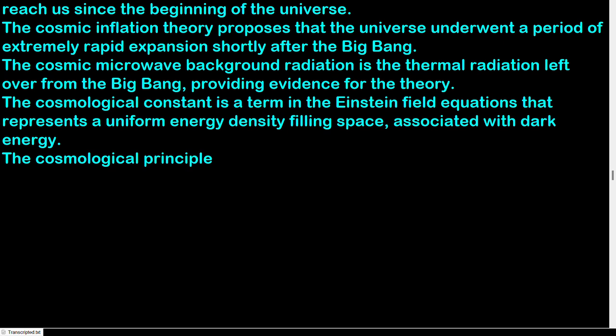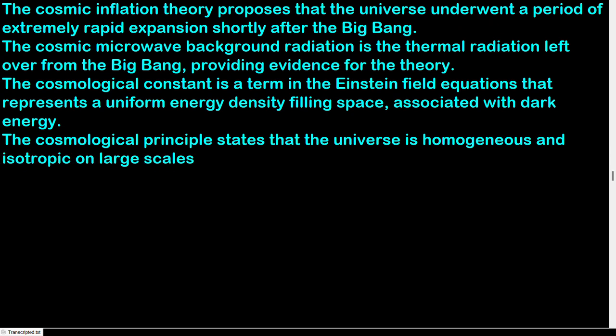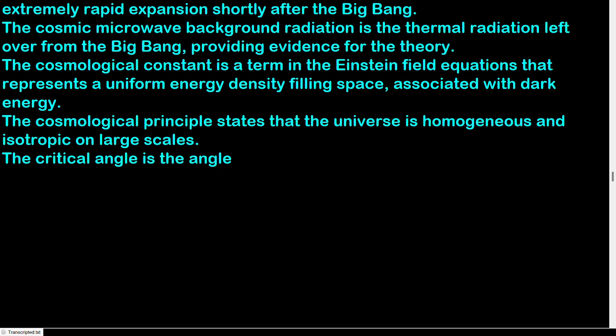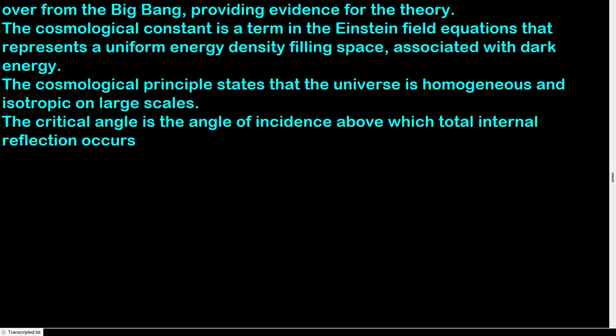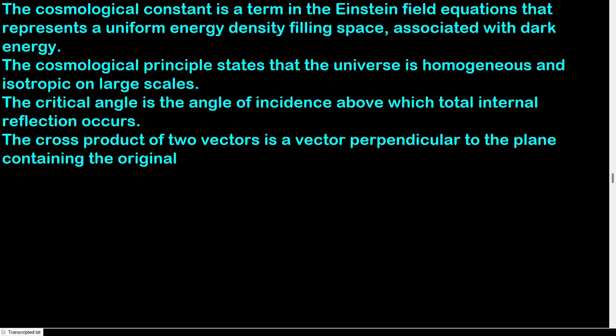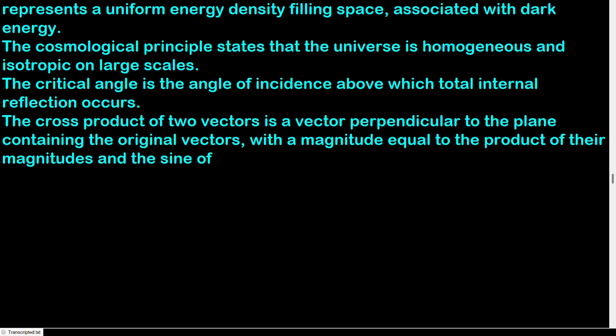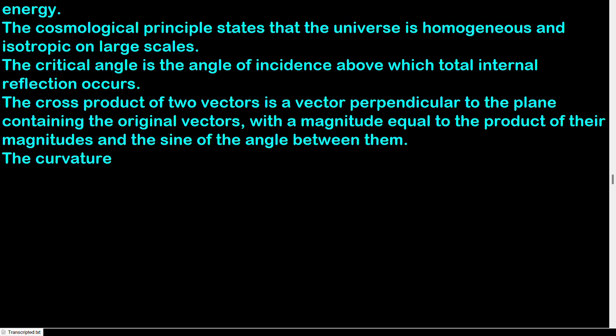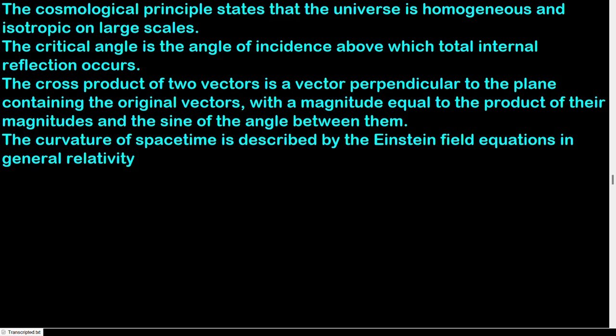The cosmological principle states that the universe is homogeneous and isotropic on large scales. The critical angle is the angle of incidence above which total internal reflection occurs. The cross product of two vectors is a vector perpendicular to the plane containing the original vectors, with a magnitude equal to the product of their magnitudes and the sine of the angle between them. The curvature of spacetime is described by the Einstein field equations in general relativity.